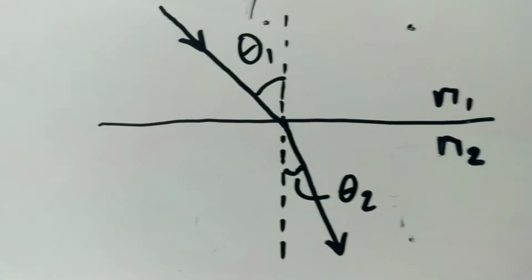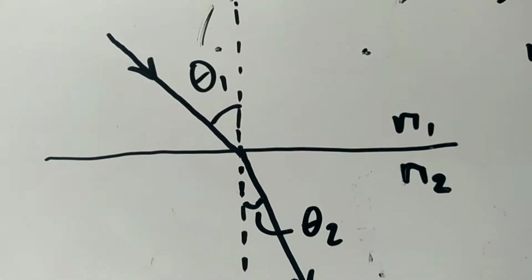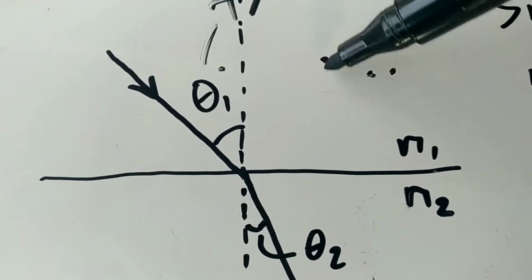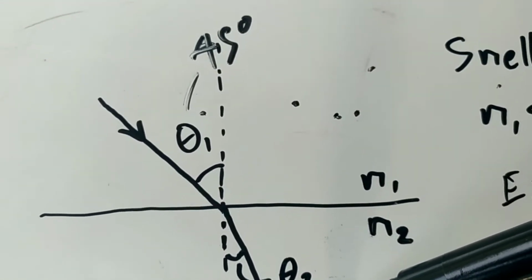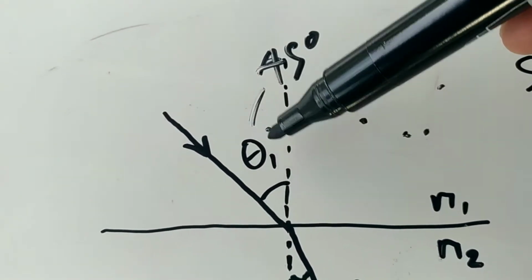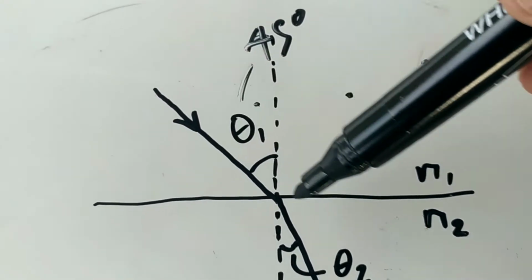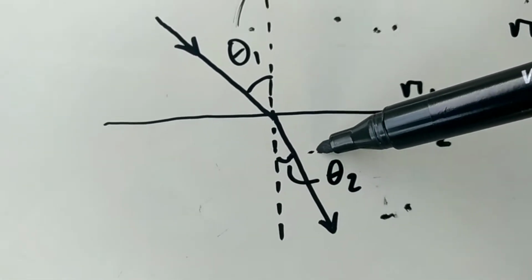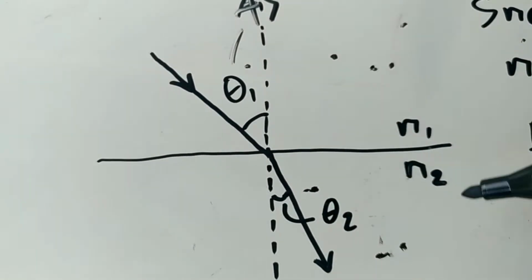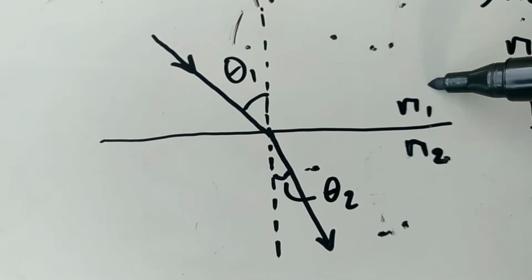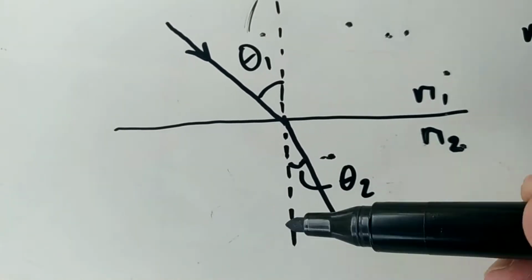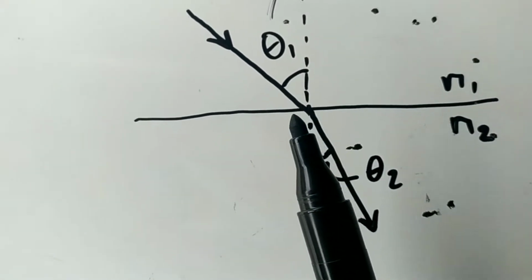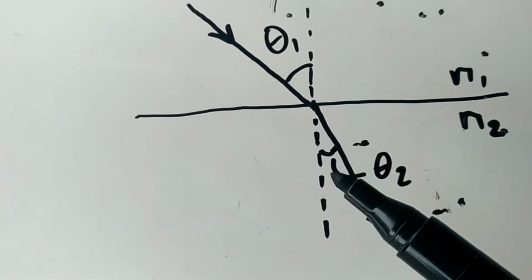Here we have a classic ray diagram of the ray going from one medium, N1, to another medium. Let's say go from air to glass. That's the easy one. Let's give that angle 45 degrees. Now you can probably guess that the angle here will be less than 45 degrees because the glass is more dense than air. So the ray will bend toward the normal, not away from the normal. This is away, and this is toward the normal. Then the angle will be less.